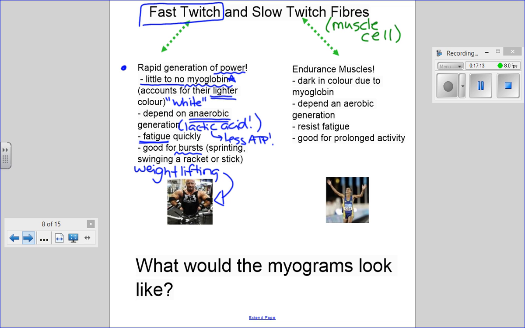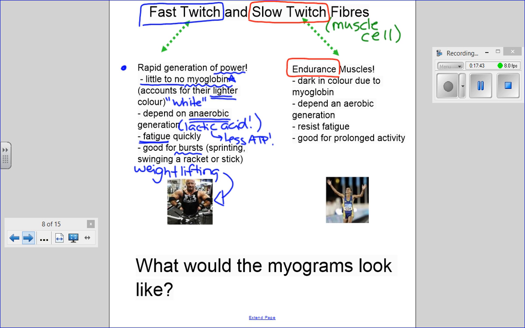Now, on the other end of the spectrum, you have slow twitch muscle fibers. And so if we take all of the characteristics of a fast twitch muscle fiber and say the opposite of it, that will be a slow twitch fiber. So your slow twitch fibers are for endurance. These are for activities that you need to do for a long, extended period of time.